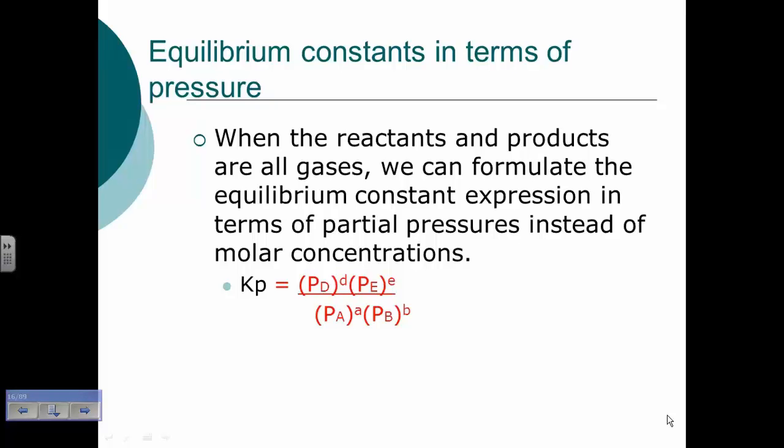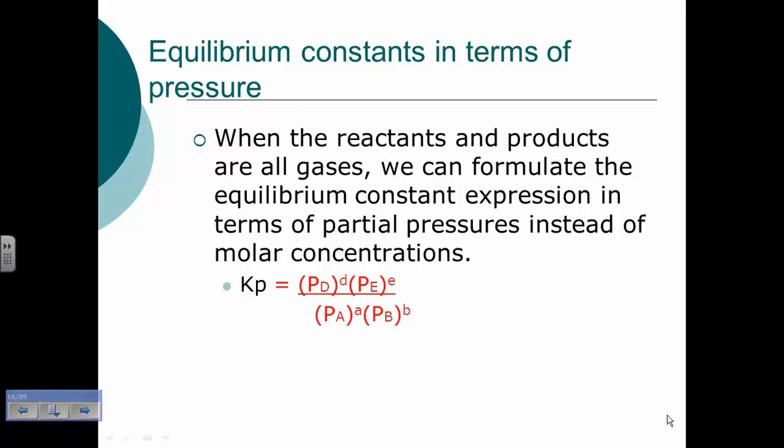If our equation showed A plus B forming D plus E, products over reactants, but using partial pressure notation. This is what I would read. Kp is equal to the partial pressure of product D raised to the coefficient d, times the partial pressure of product E raised to its coefficient e, set over the partial pressure of reactant A raised to its coefficient a, and the partial pressure of reactant B raised to its coefficient b.